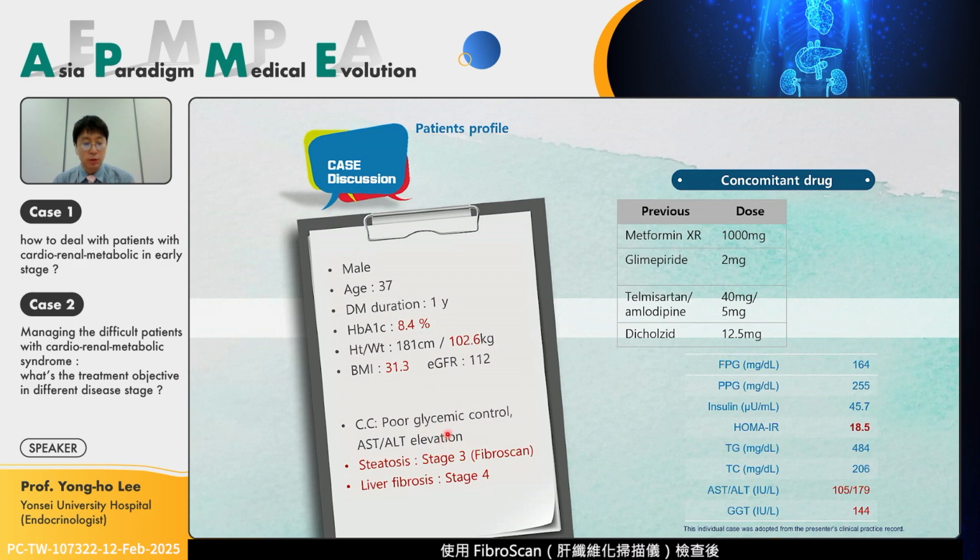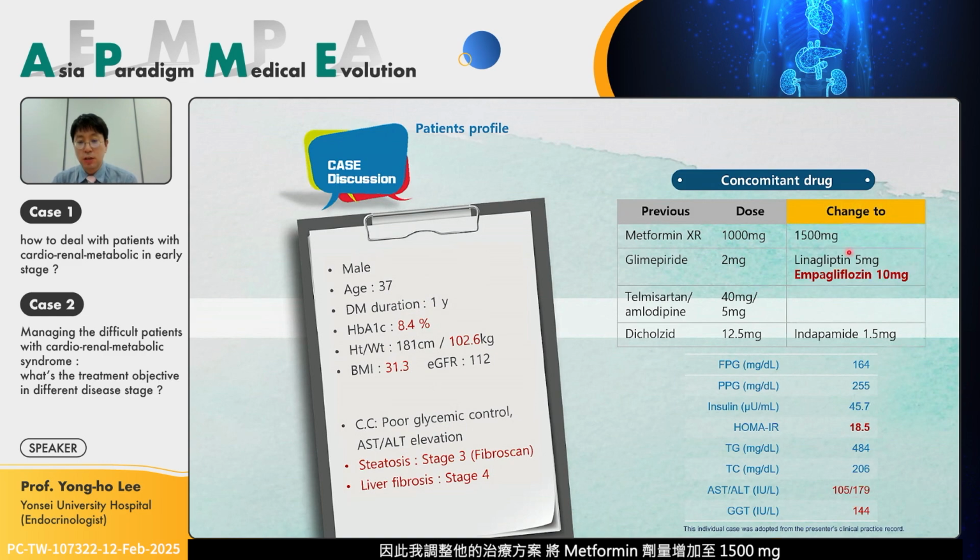And when we examined with FibroScan, which I will tell you about later, we diagnosed steatosis stage 3 and fibrosis stage 4, indicating severe hepatitis, NASH. Initially he was on metformin 1000 and glimepiride, which is a sulfonylurea, a 2-drug regimen. When you check insulin levels and HOMA-IR, over 2.5 indicates severe insulin resistance. And you can also see AST and ALT levels over 100, indicating severe fatty liver disease.